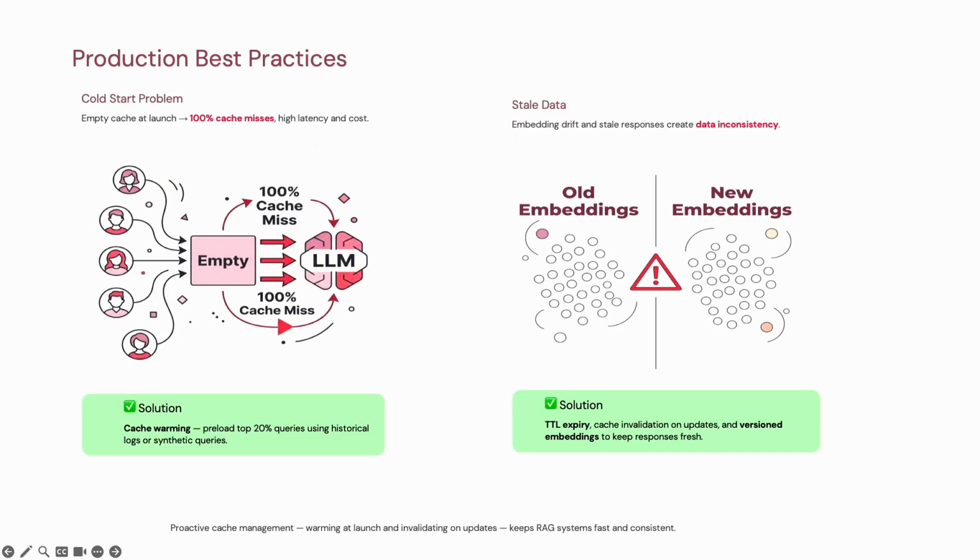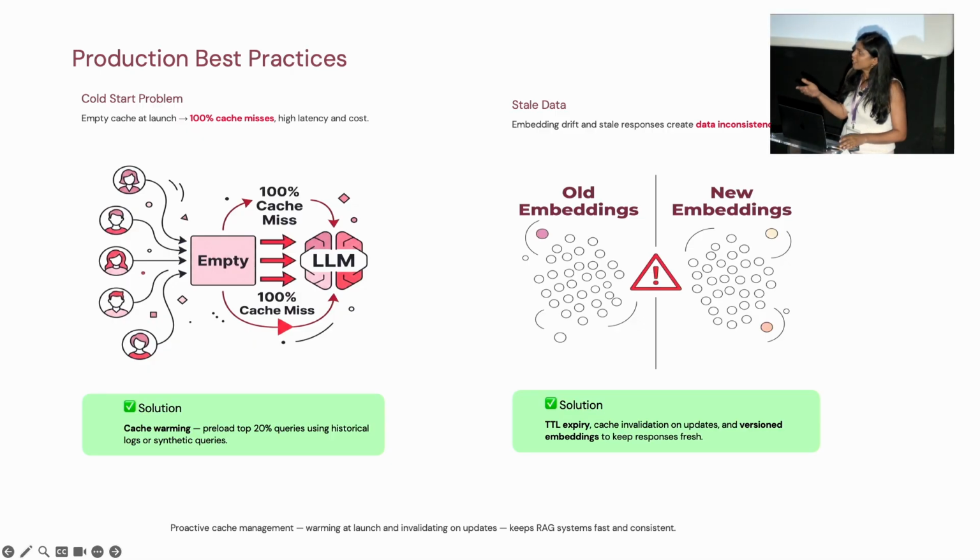Cold start problem. When the system first goes live, the cache will be empty, which means every request will be a cache miss. So for every request we are running the entire pipeline, which means higher cost and higher latency. In order to reduce it, one solution is cache warming.